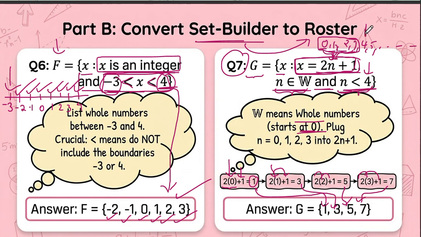Now we cannot take 4 because 4 is not allowed. We have to take only numbers which are less than 4. So this is the roster form. Look at the next question.